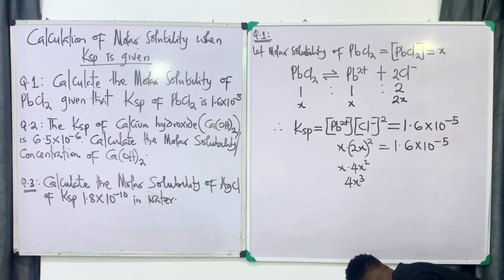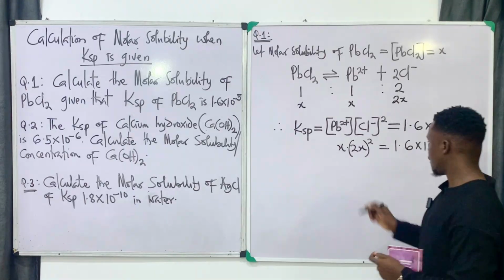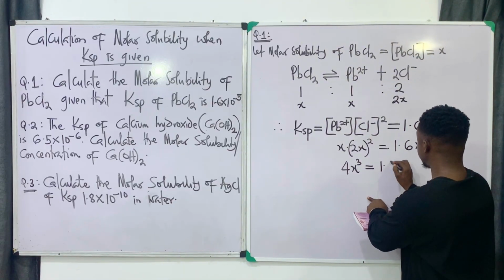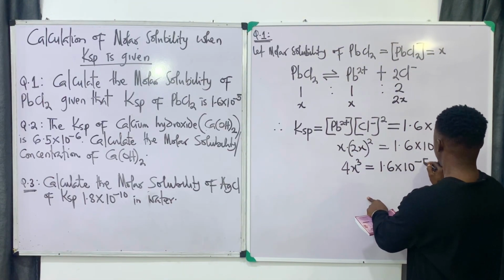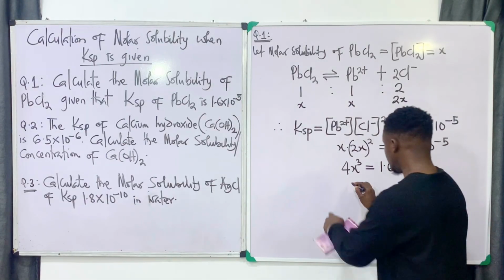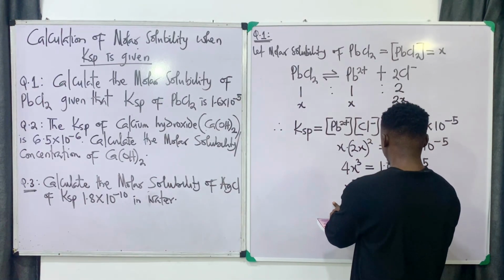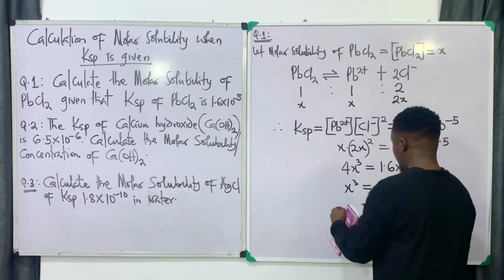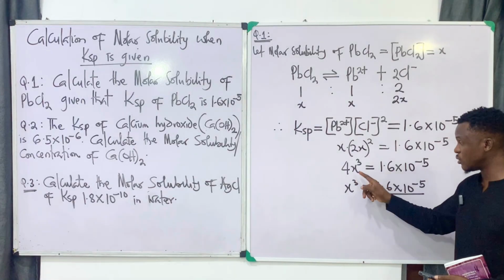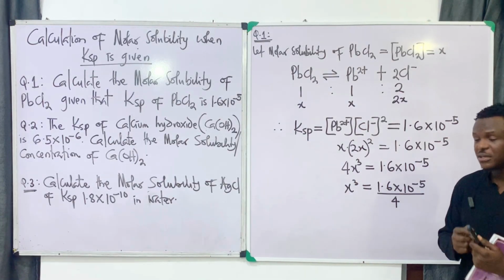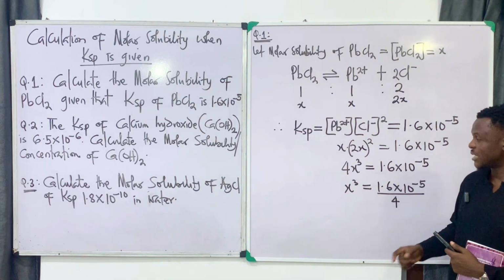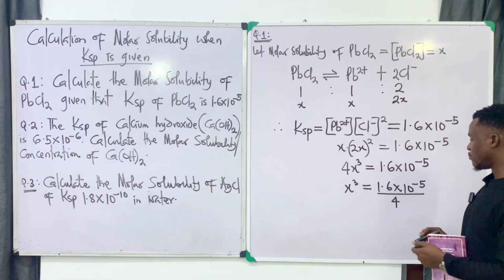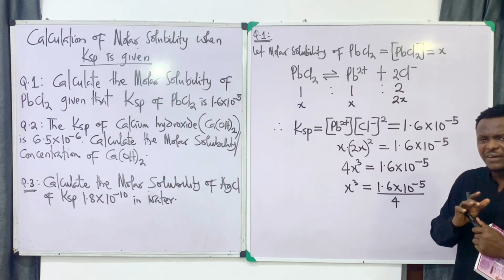So we have 4x cubed equals 1.6 times 10 raised to the power of minus 5. All right, are you following me? Now making x cubed the subject of the formula, we just want x cubed to stand alone. This is achieved by dividing both sides by 4. If you divide both sides by 4, the 4 will be cancelled by the 4 below, leaving us with this. So we want to just get the value of x alone.